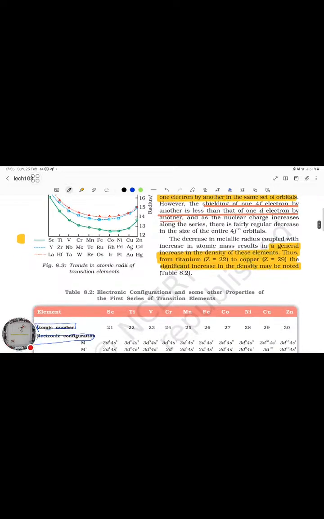Okay, so the decrease in the metallic radius coupled with the increase in the atomic mass results in a general increase in the density. So the radius decreases and the mass increases, which means the density is going to increase, and from titanium to copper a significant increase in the density may be noted.